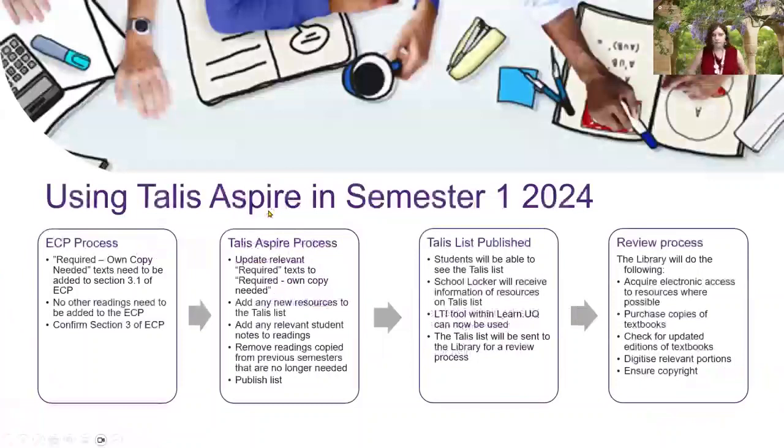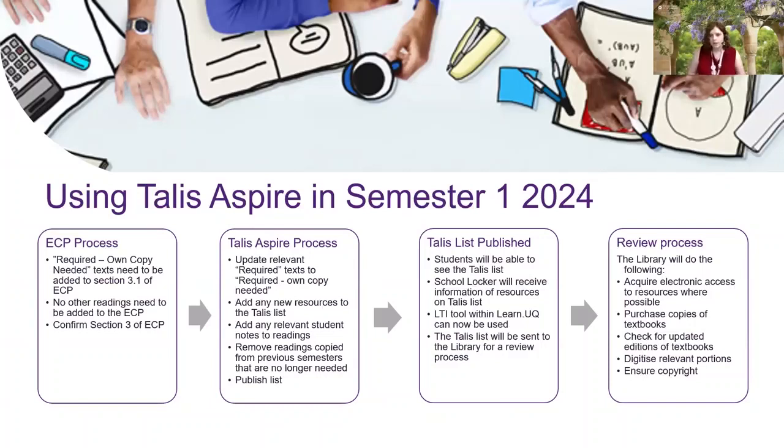So using TALIS Aspire in Semester 1 means that you will need to still publish your ECP as you've been doing up to now, but you don't need to add as many readings to your ECP Section 3. All you actually need to add are the readings you expect students to purchase. For example, required own copy needed texts. So if you expect students to go out and buy a book, you still need to add that and publish it on your ECP. But you can go ahead and remove all the other required readings, all the other recommended readings, and just include texts students need to buy.